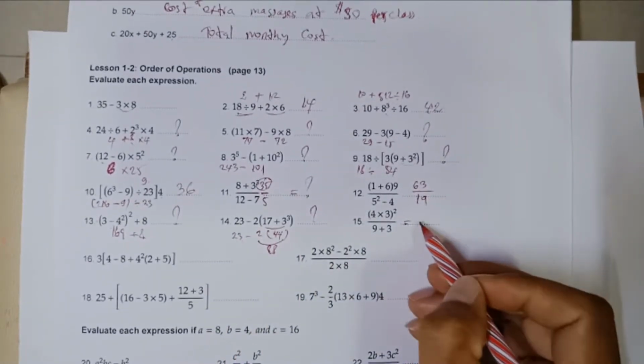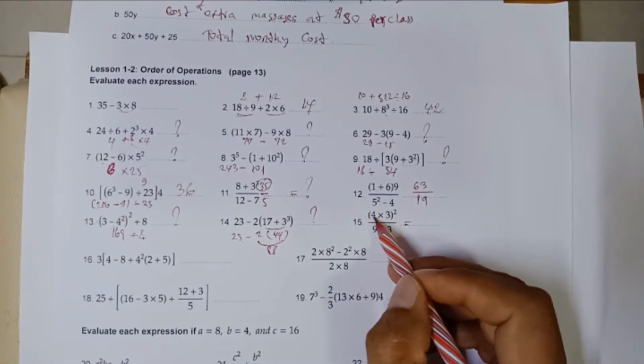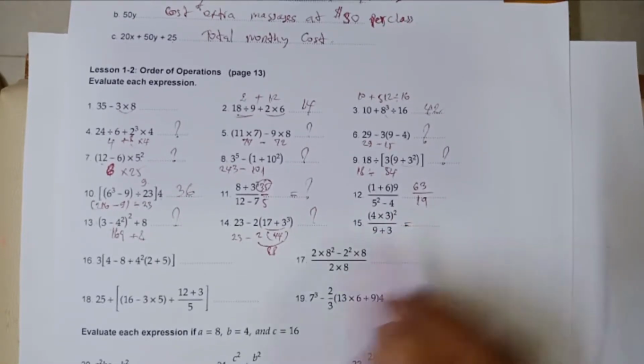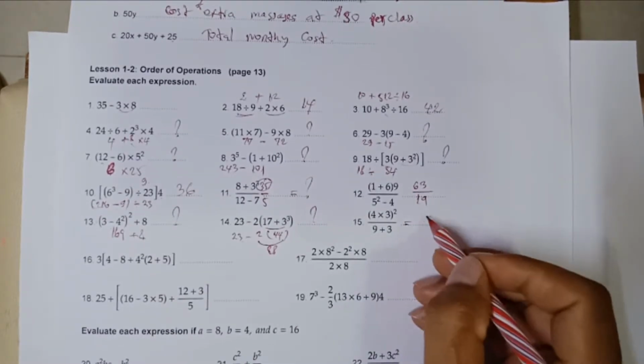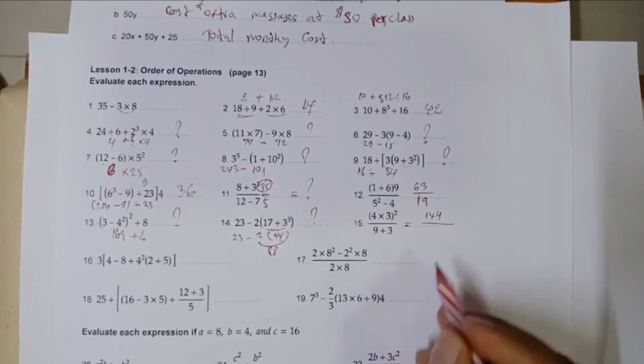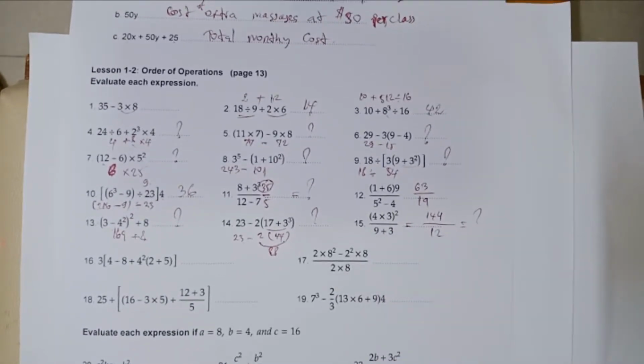For this section, you work on the numerator first. 4 times 3 is 12. 12 squared will give you 144. 144 over, this is 9 plus 3, 12. And then you simplify to get to the final answer.